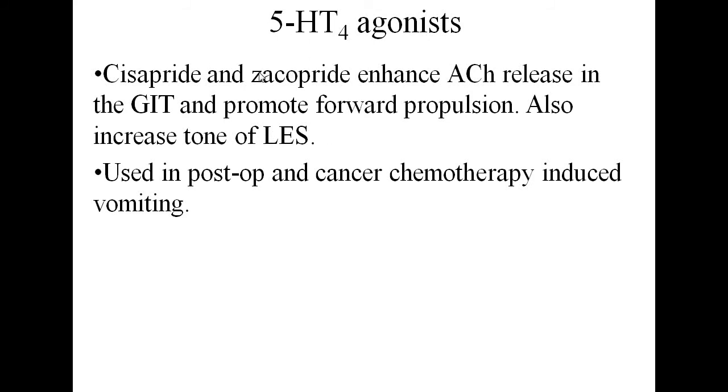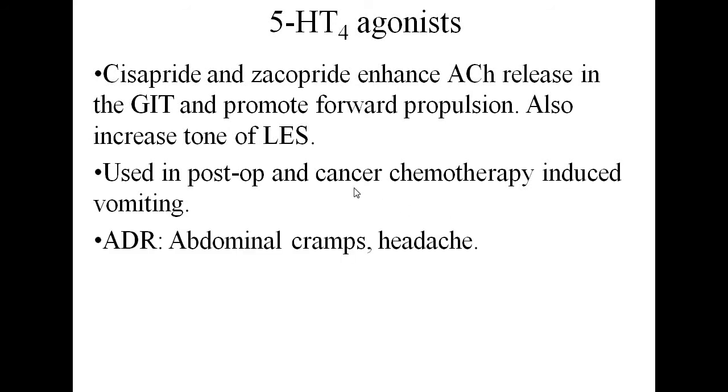Please note, cisapride and zacopride do not have any action centrally, that is no action on chemoreceptor trigger zone or the vomiting center. Cisapride and zacopride are used in the treatment of post-operative vomiting and cancer chemotherapy induced vomiting. Now because they increase forward propulsion, the expected adverse effects are abdominal cramps and very rarely headache.